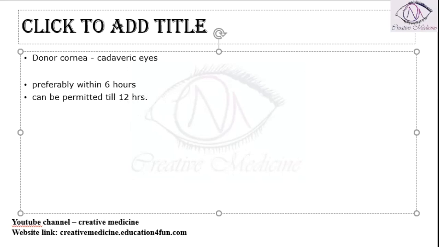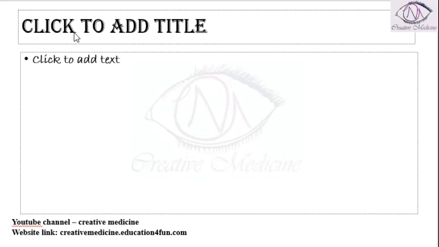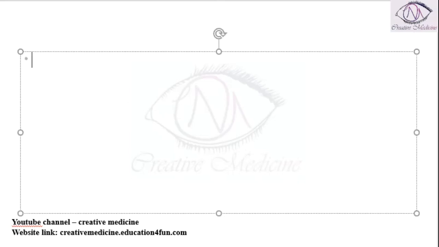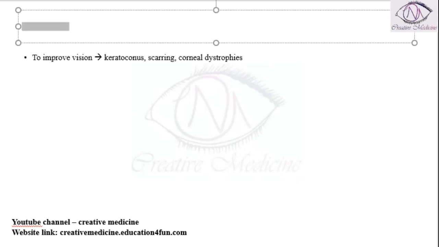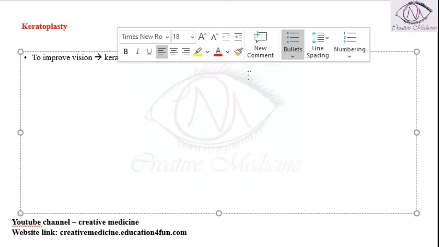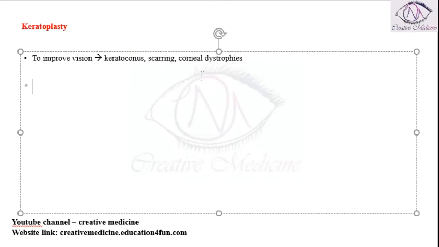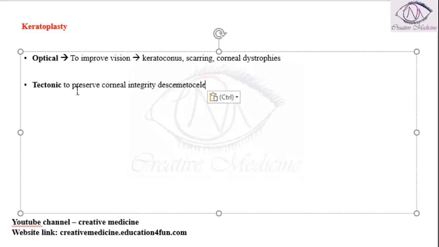Now, keratoplasty is mainly done to improve the vision. To improve the vision, it can be done in conditions like keratoconus, scarring, and corneal dystrophy. This is the optical type, which is done to improve the vision. Tectonic type is mainly to preserve the corneal integrity, and this is done in descemetocele.